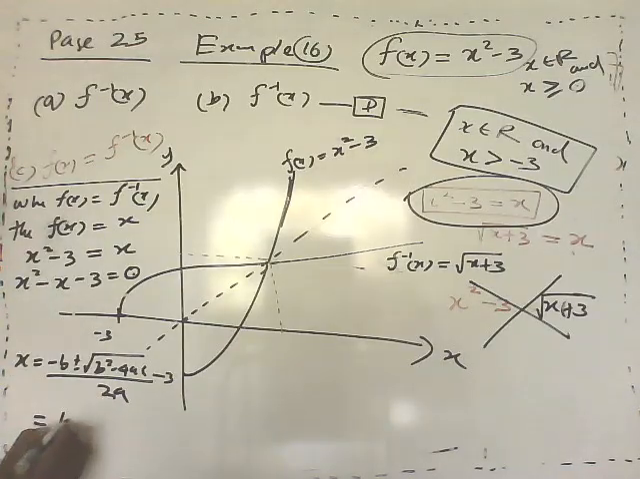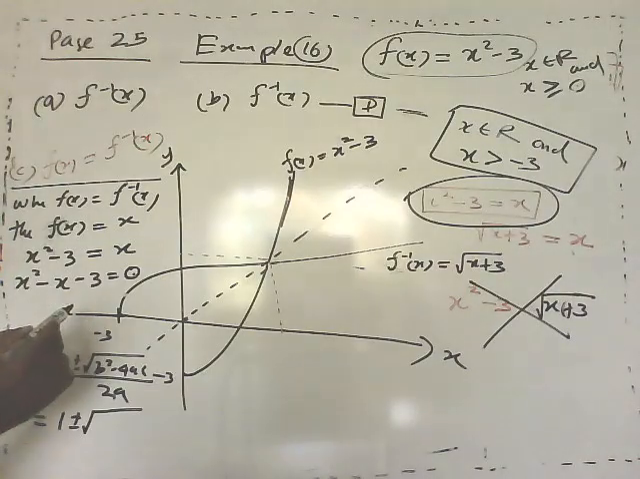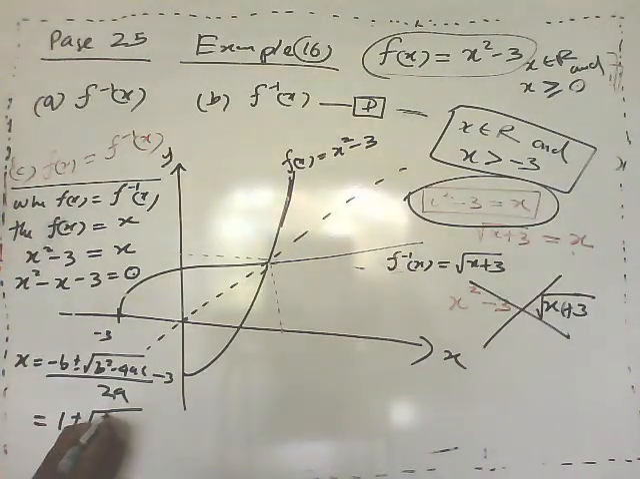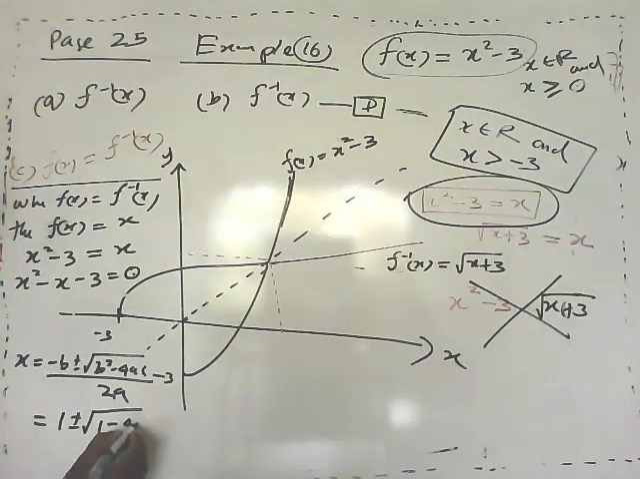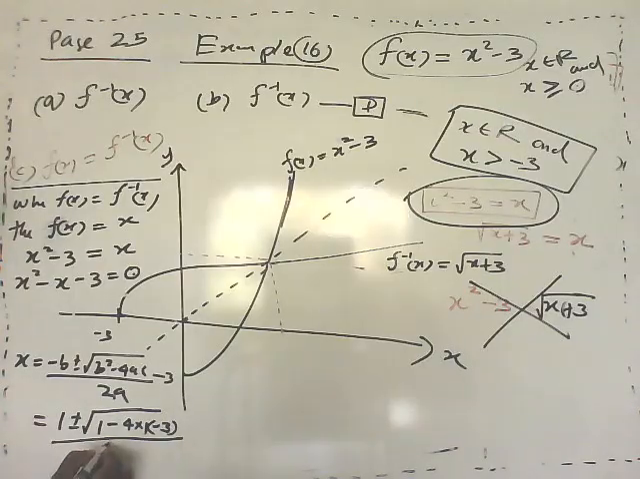Then minus b is 1, plus or minus the square root of b squared, which is 1, minus 4 times a, which is 1, times c, which is minus 3.